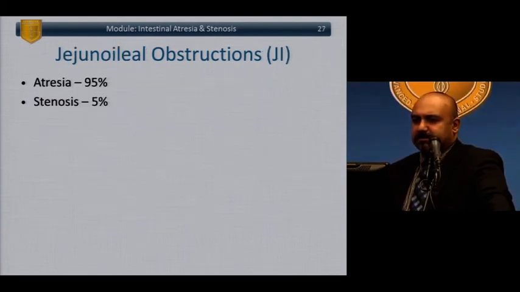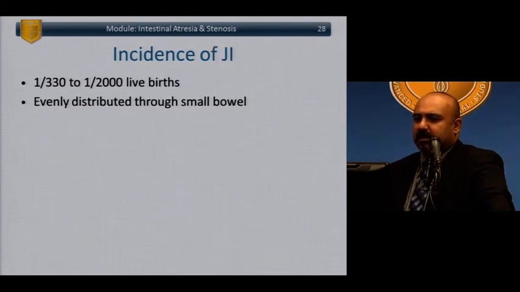Jejunal atresias. These are probably the most common atresias we see. Atresias make up about 95% of this, and then stenosis is rare. It's about 5%. Fairly common, about 1 in 300 live births, evenly distributed among the small bowel.